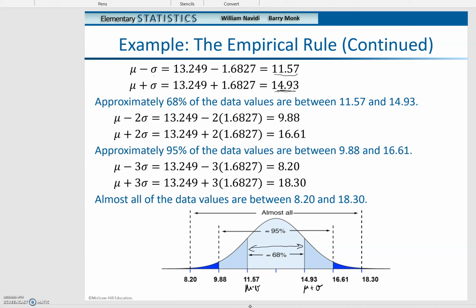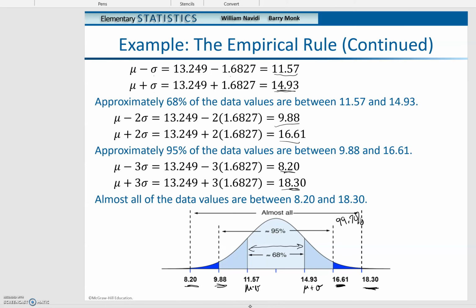Then you do twice that. So the mean minus twice, the mean plus twice. You do 2 times 1.683, subtract that from 13.25, and then 13.25 plus twice. So you get the numbers 9.88 and 16.61. That goes here. And that means 95% of the data is within that range. And then you add and subtract 3 standard deviations, and you get 8.2 and 18.3. So almost all of the data, or 99.7% of the data, will be within 3 standard deviations.